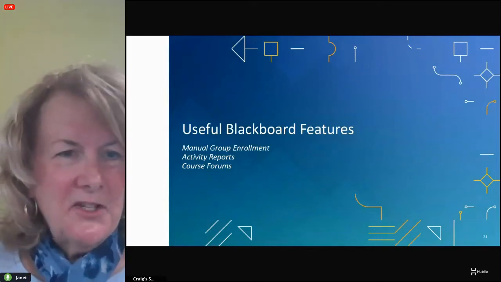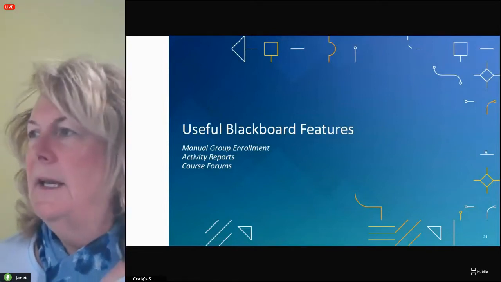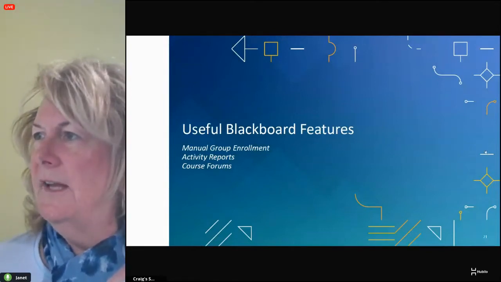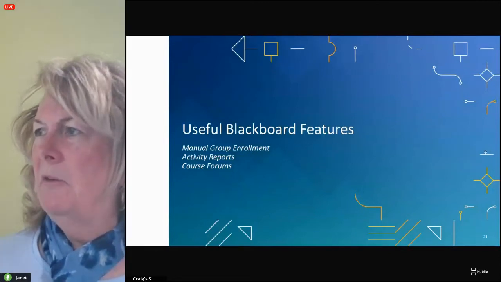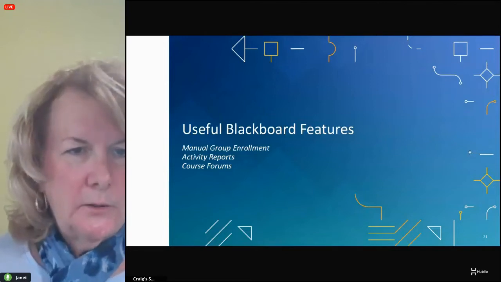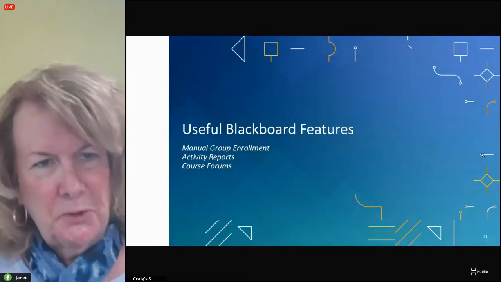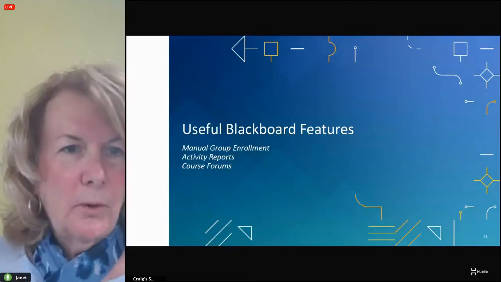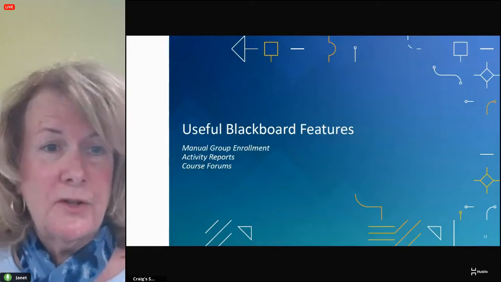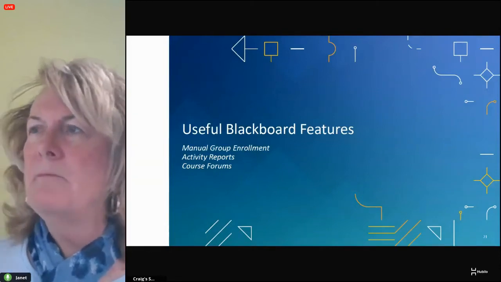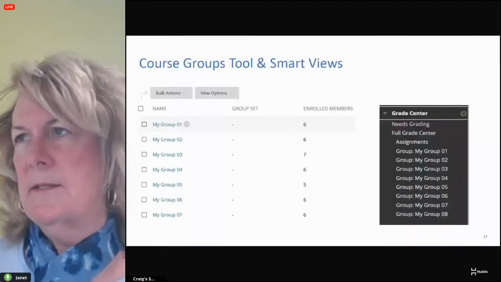Then they have this great feature called Smart Views, which allows me to click and enable Smart Views. So off to the left in that dark gray brown ribbon, I can quickly go to whichever group I want to grade without having to go into the grade book and guess which group they're in. So course group settings and the Smart Views features are wonderful. Next slide, please.